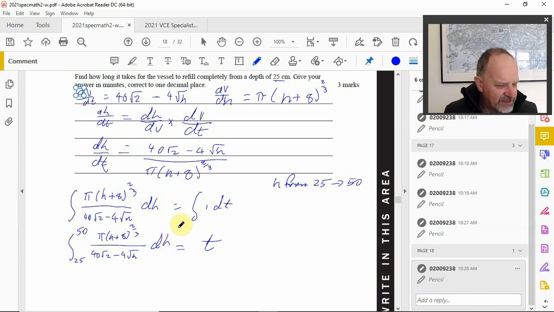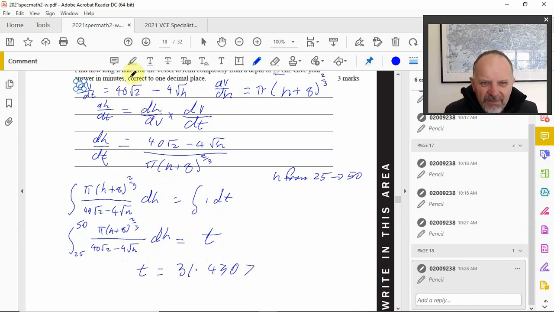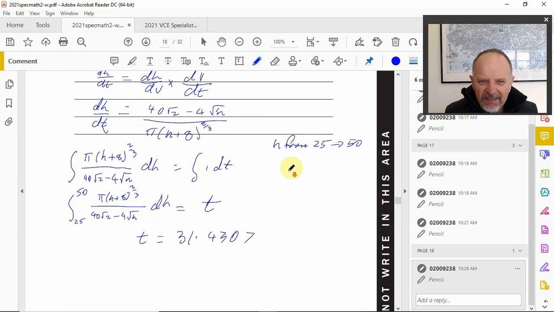That then, of course, is a calculator job, and when you do that, you find that the time comes out to 31.4307. We're asked to give it correct to 1 decimal place. So correct to 1 decimal place is 31.4 minutes. All right, so there is that particular question.